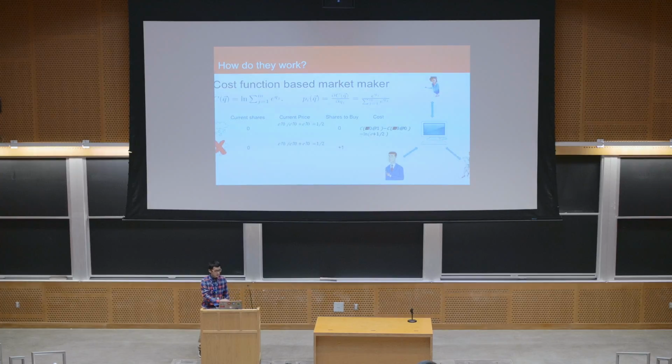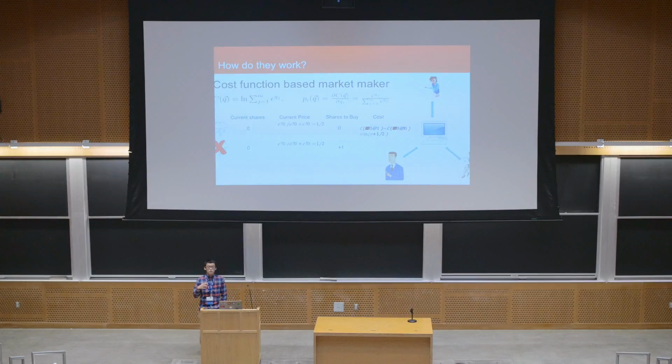So basically, still continuing with that example, suppose you have a market which has two securities. One represents it will rain tomorrow. The other one represents it will not rain tomorrow. And suppose the market starts with 0 shares for each of the securities. And the current price, according to that price function, is going to be 1/2 for each one.